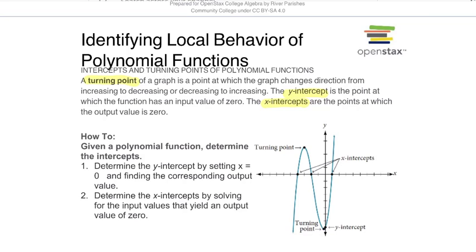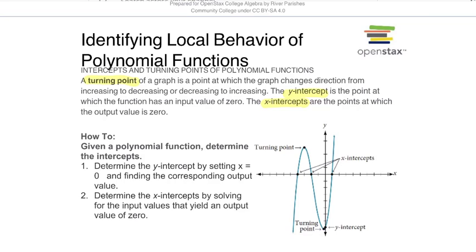And y-intercepts. So given a polynomial function, determine the intercepts. The first thing you do is determine the y-intercept by setting x equal to 0 and find the corresponding output value. To determine the x-intercepts, solve for the input values that yield an output value of 0.